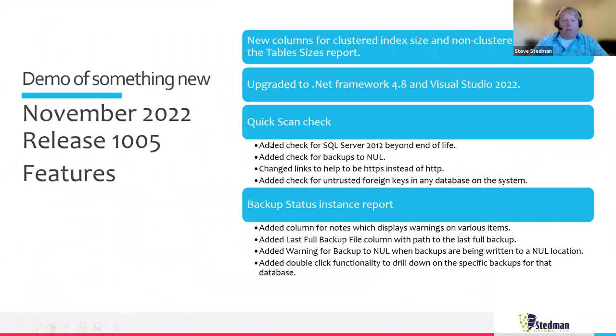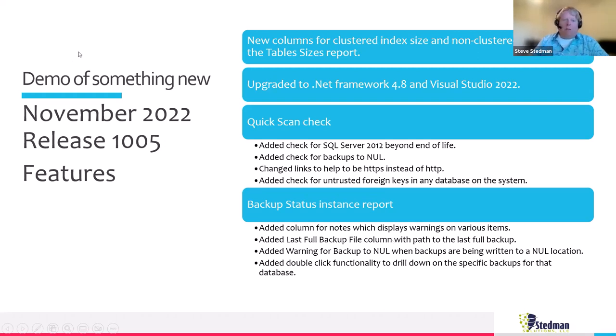Other things that were new in this release of Database Health Monitor are in the backup status instance report. We added columns for notes, which display warnings on various items, added a last backup file column, and added the warning for backups to null, like we talked about before, and double-click functionality to drill down on the specific backups for that database. Let's take a look at that.